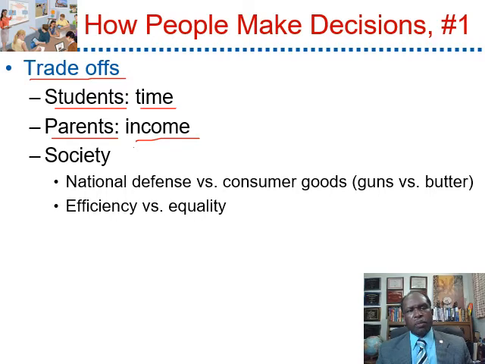The concept of trade-off can also be applied to society, such as national defense versus consumer goods. For instance, society can decide to produce civilian goods, butter or personal computers, versus military goods, guns or tanks, for instance. The concept of trade-off can also be applied to efficiency versus equity.